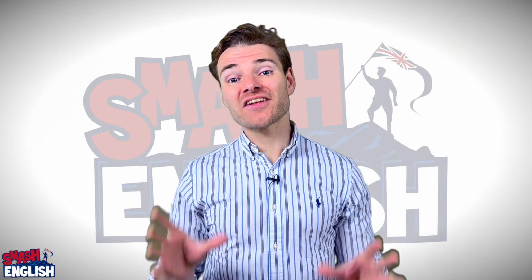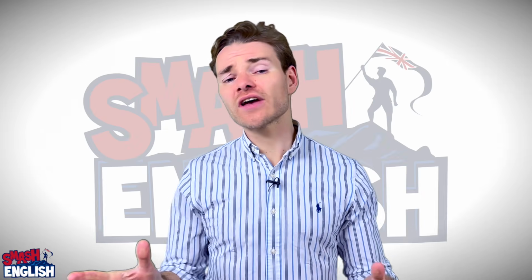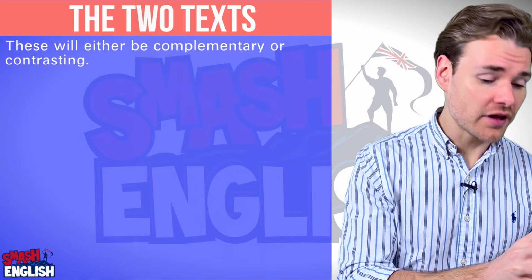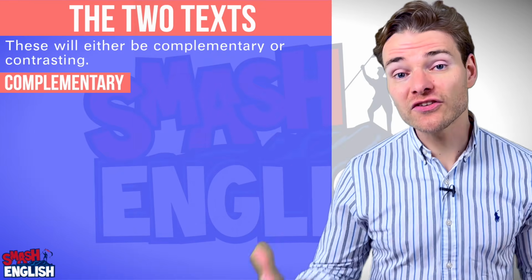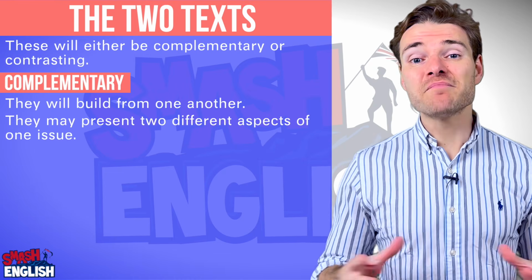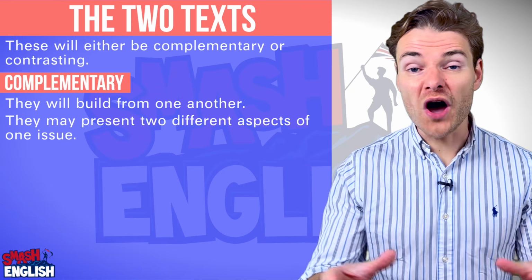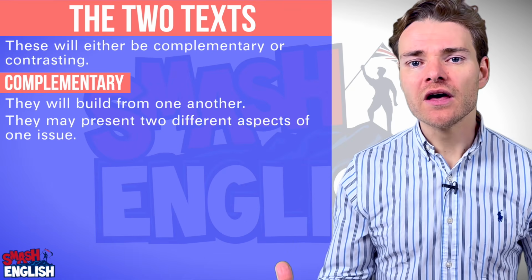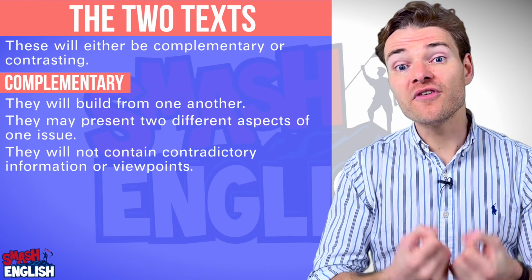Now, remember that I told you you would be given two texts. Let's have a look at these texts now. They could either be complementary or contrasting. If the two texts are complementary, then they will build on from one another. So, they may present two different aspects of one issue, or one may provide an opinion and the other may provide background information. They will not contain any contradictory information or viewpoints.